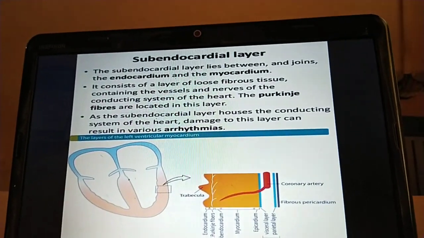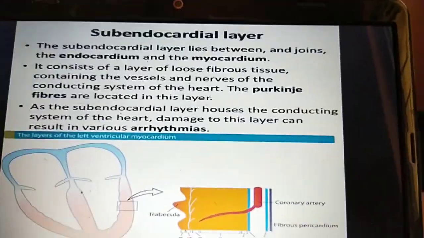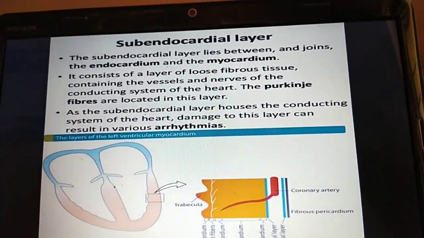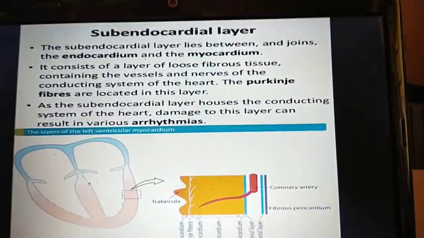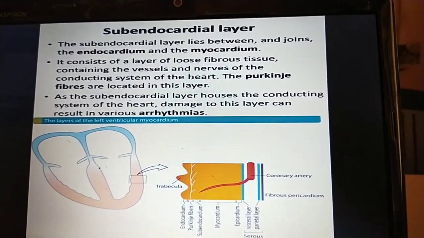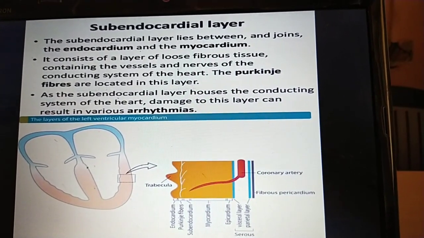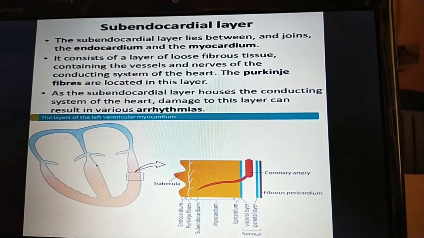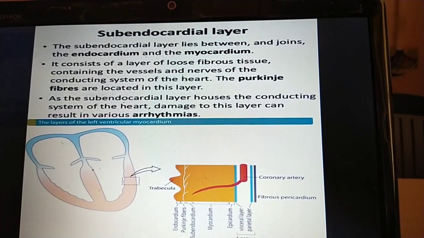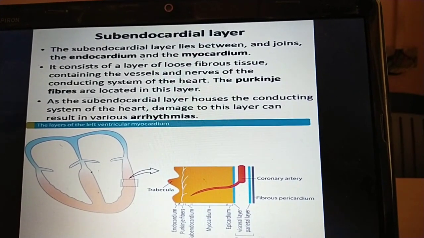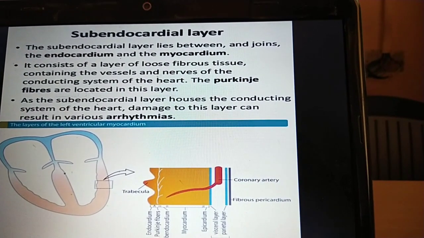There is another layer, the subendocardial layer. According to the name, sub means below the endocardium, but in this case it is not below the endocardium. This layer is present between the myocardium, the muscular layer of the heart, and the innermost layer of the heart. This subendocardial layer contains the major vessels of the muscles of the heart, and nerves and vessels of the heart. Okay, we can go to the subendocardial layer.